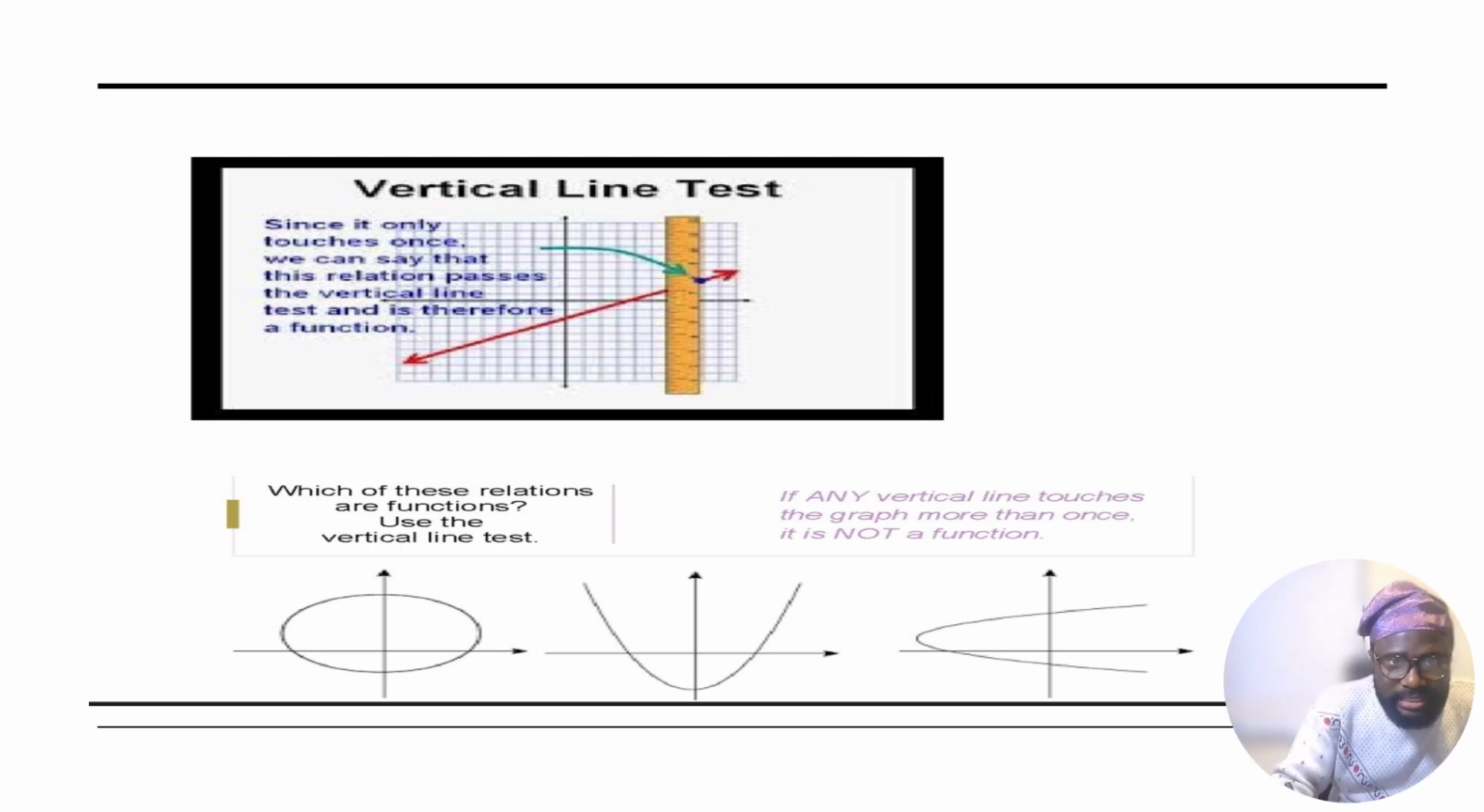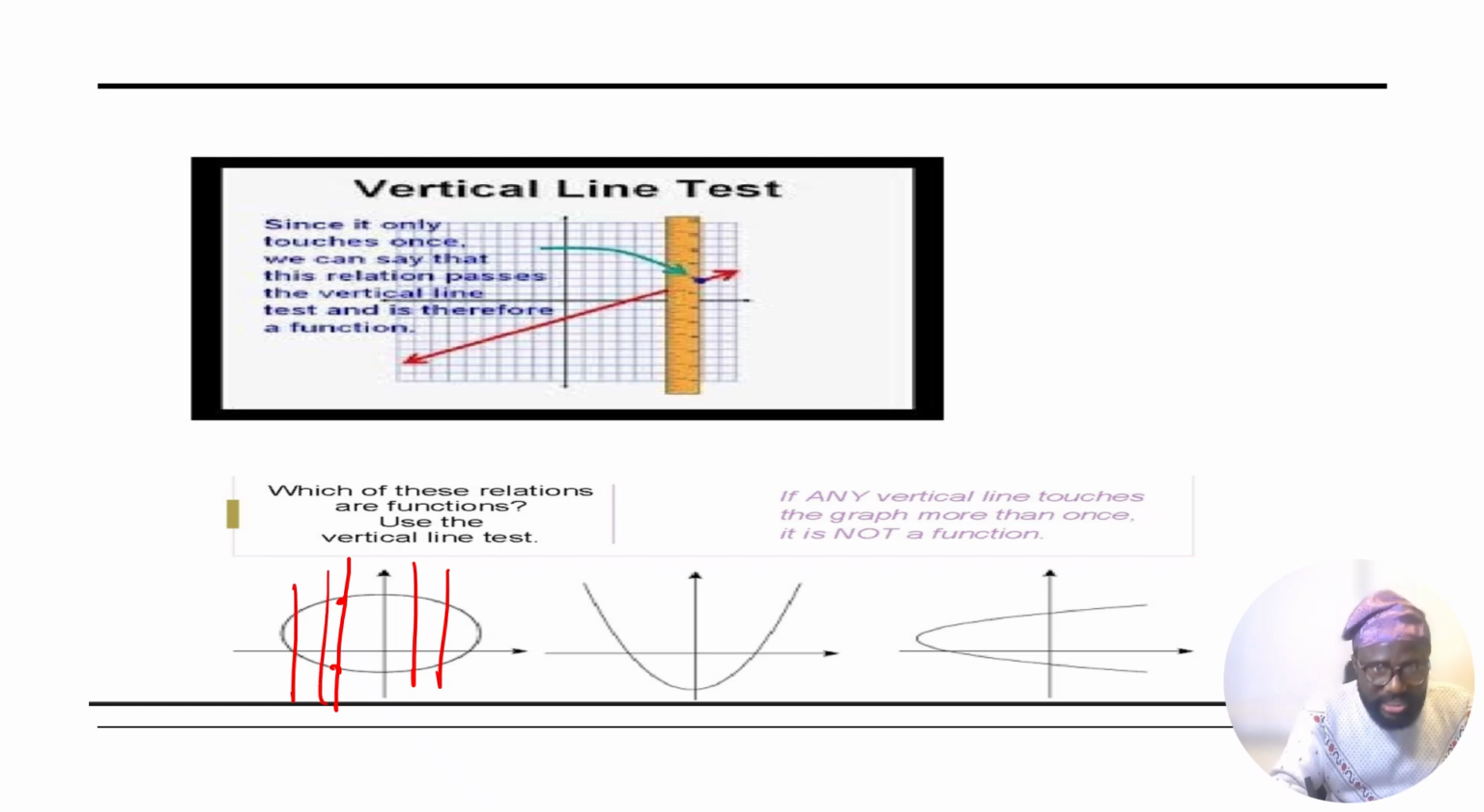Let's take, for instance, this. I'm drawing a vertical line on this. How many times do we have this line touching the graph? 1, 2. It's not a function. You could see that at every point when I draw my vertical line, it's touching it 2 times. It's not a function.